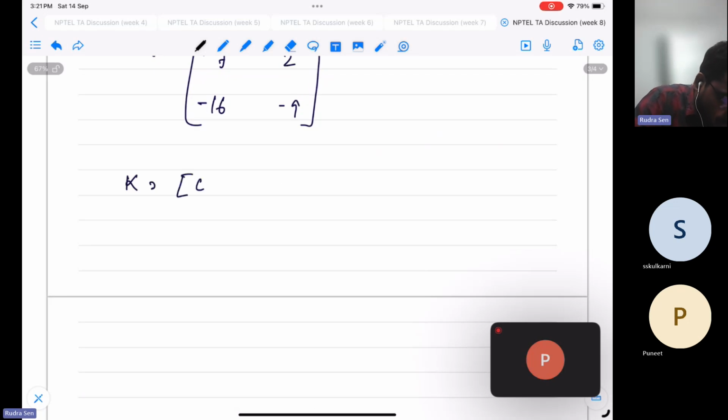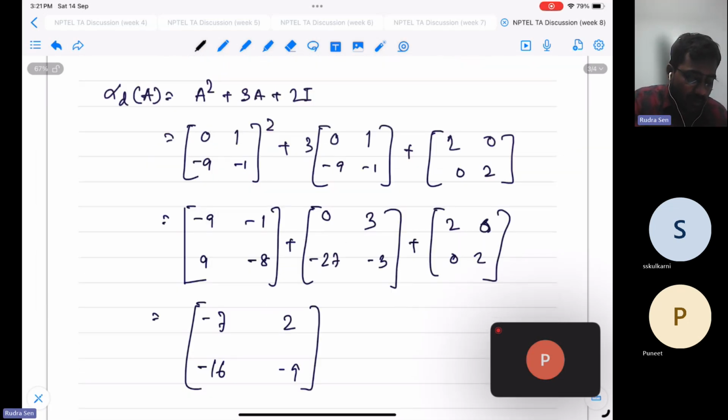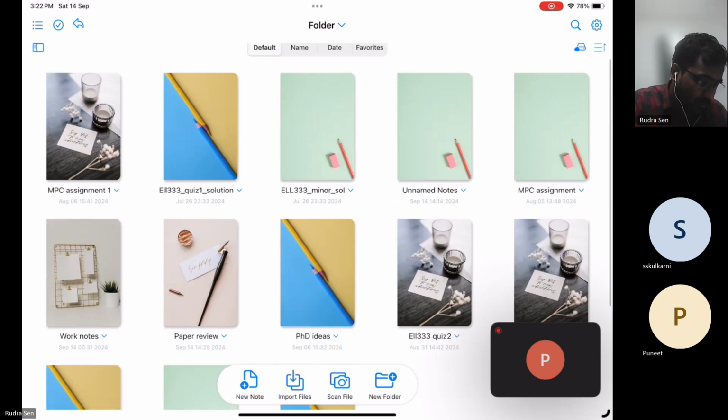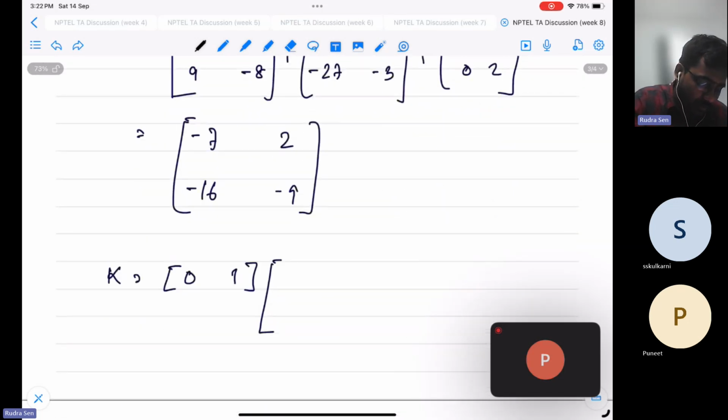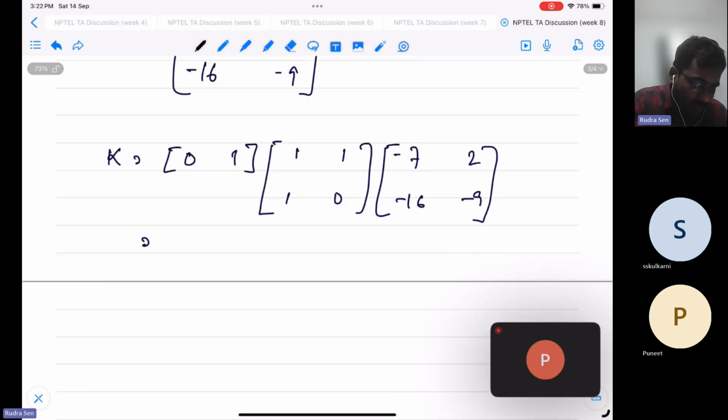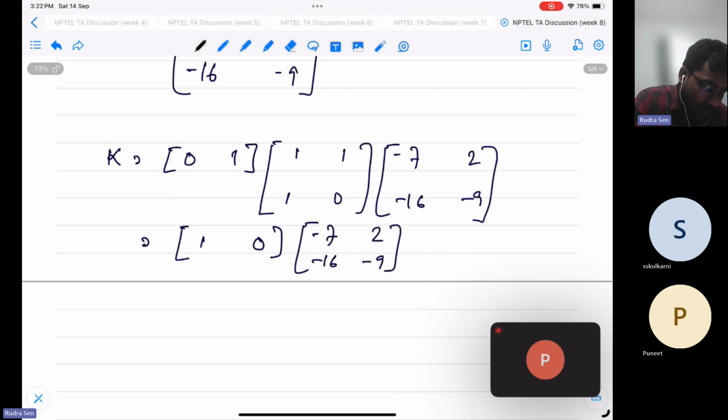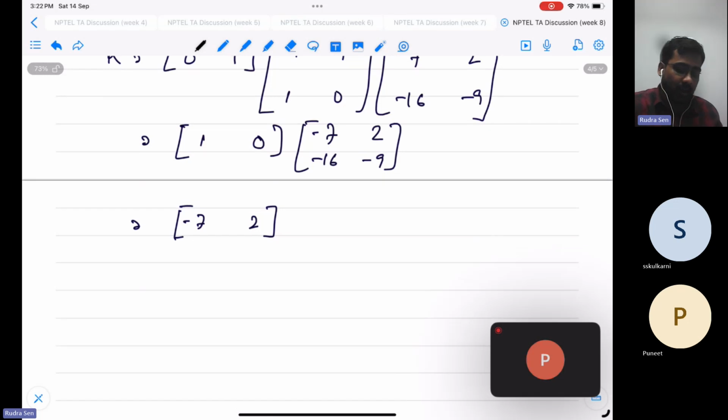So this e transpose is 0, 1, and then the inverse is 1, 1, 1, 0, and then alpha d(A) matrix. Multiplying these, it is 1, 0, then the matrix, so we get 7, 2. So this is my K.